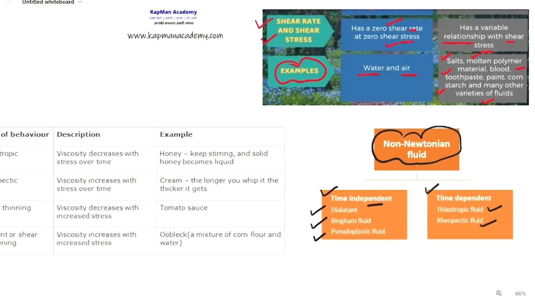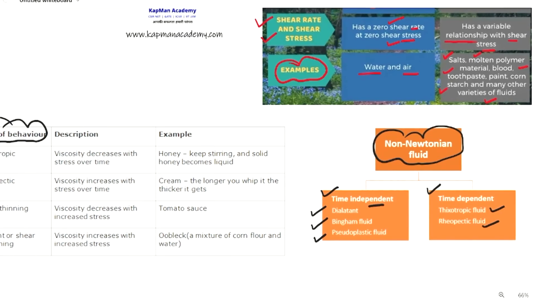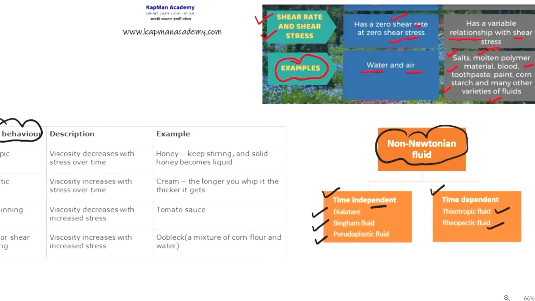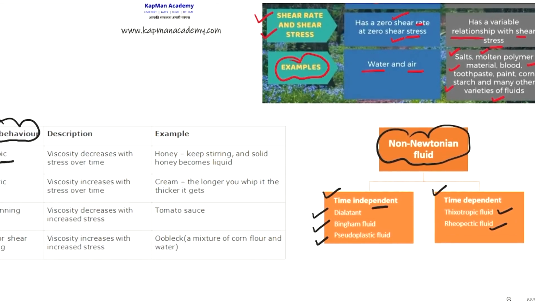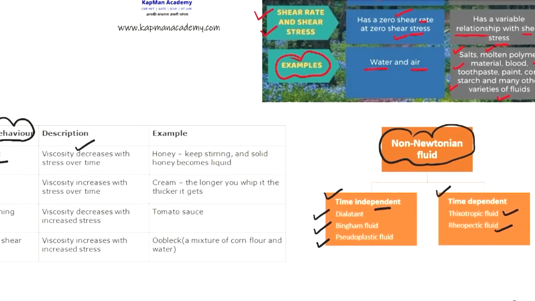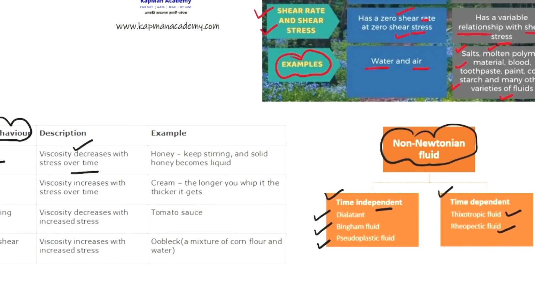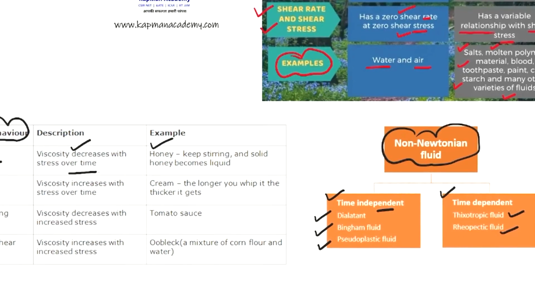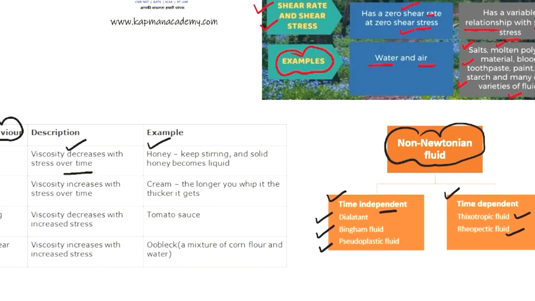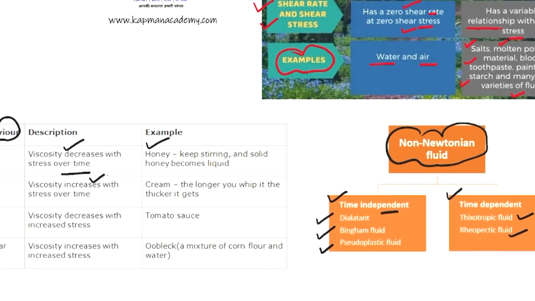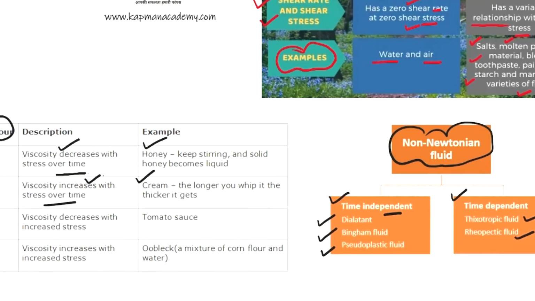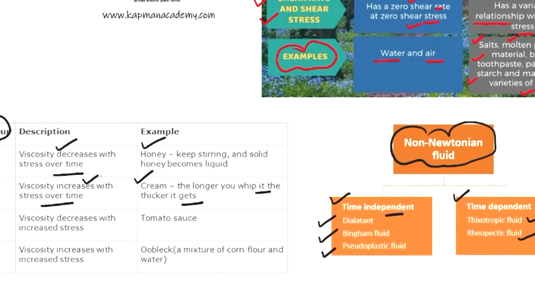Another important aspect is their type of behavior under certain shear stress or time. For thixotropic non-Newtonian fluids, the viscosity decreases with stress over time, and a very good example is honey. Another type of non-Newtonian fluid is rheopectic fluids. In that case, the viscosity increases with stress over time, and the example is cream. The longer you whip it, the thicker it gets.